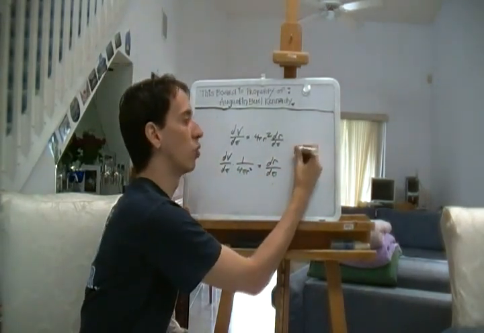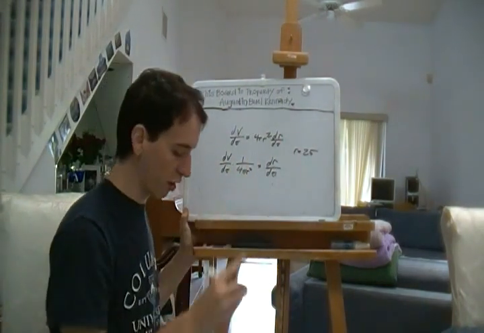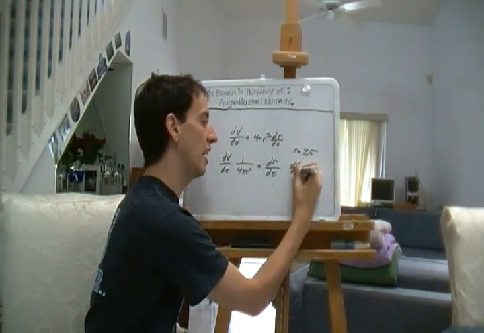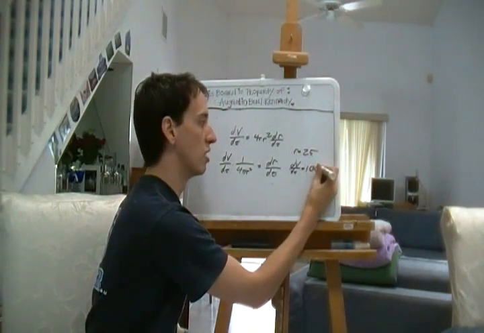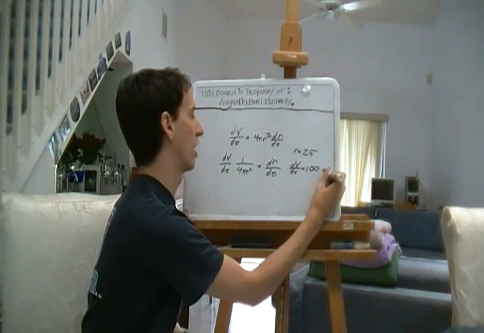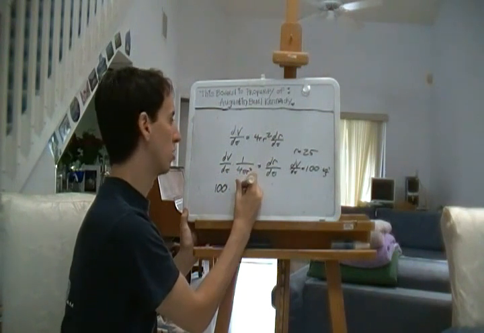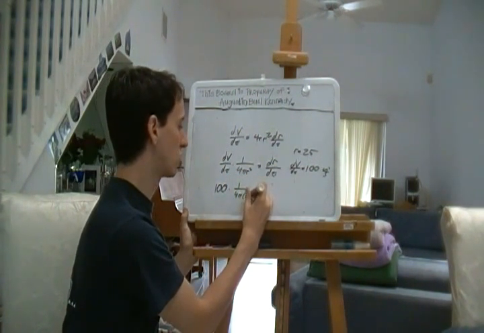We know that the radius we're looking for is 25. Okay? r is 25. And we know that dV/dt, we already know this information from the problem, is 100 centimeters cubed per second. So let's plug it in. dr/dt equals 100 times 1 over 4 pi times 25 squared.